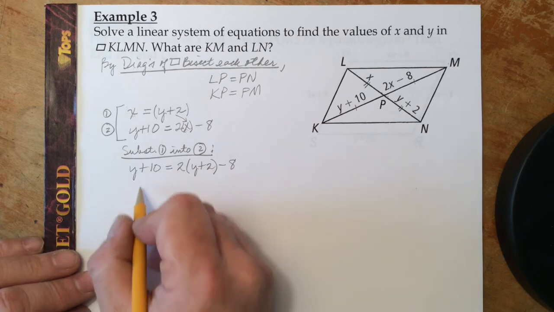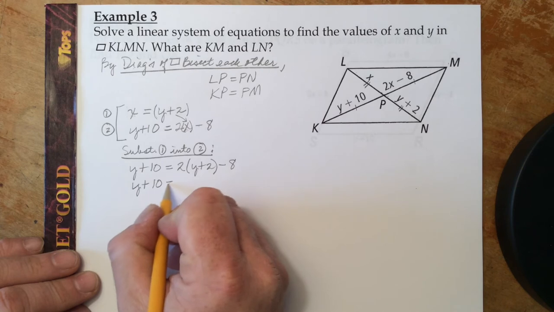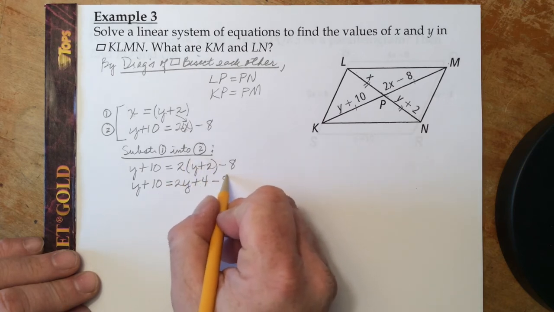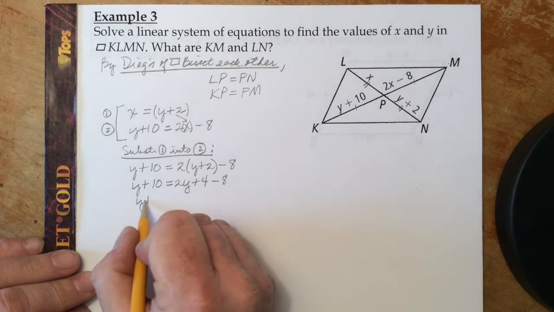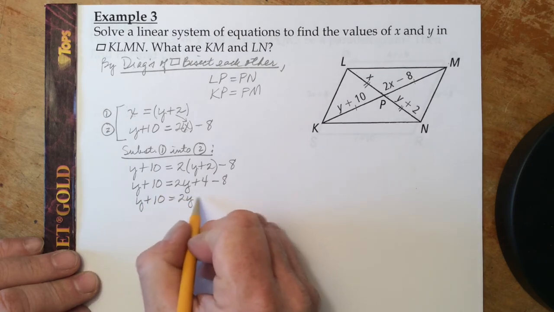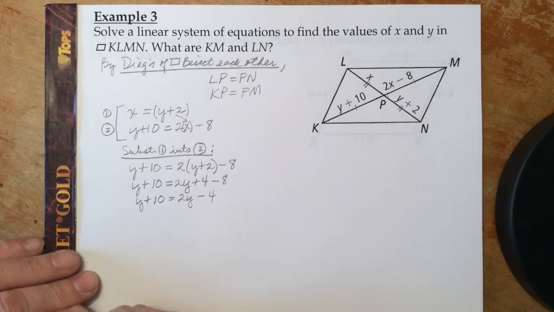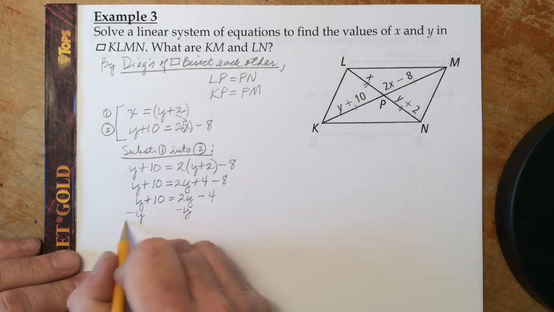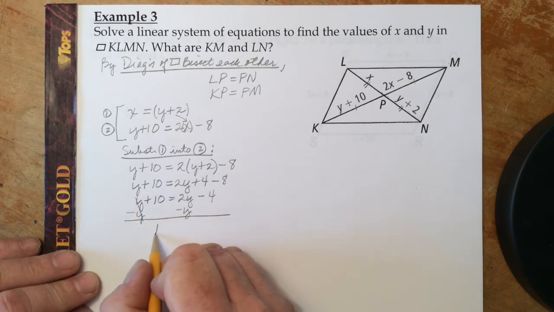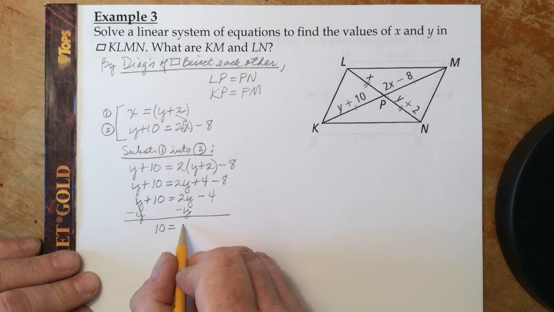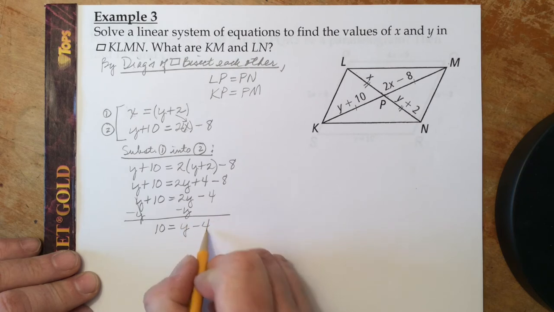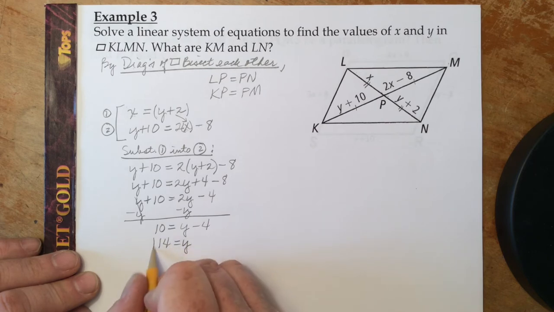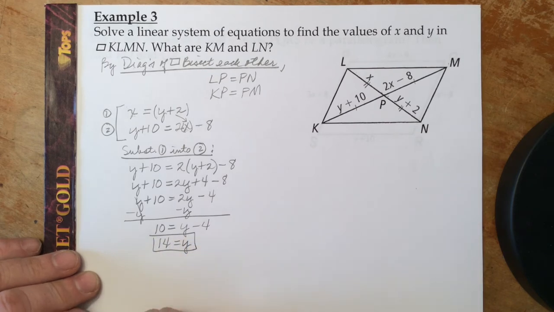So now we solve for y. y plus 10 equals, using the distributive property, 2y plus 4 minus 8. Combining those terms, we get y plus 10 equals 2y minus 4. To solve for y, since we have two y terms, I subtract y from both sides. Over here, I get 10, and then 2y minus y is 1y, or y minus 4. Adding 4 to both sides, I get 14 is equal to y, or y is 14. So we found one of our variables.